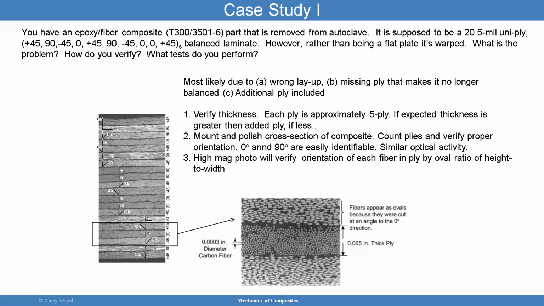The wider the angle is, the more the ply is oriented away from the 0 degree, the more ovalized it's going to look. And that makes sense because if I'm doing a very extreme cut, say I'm cutting a 90 degree ply, I'm basically cutting along the whole length of the fiber. So I should be able to see a very long oval, if you will.